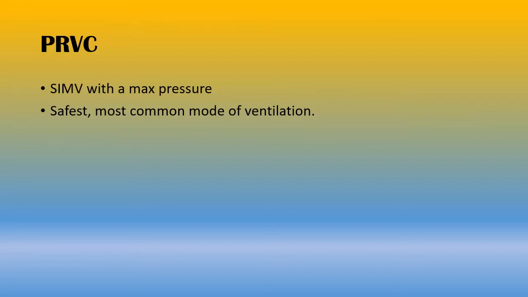PRVC, or pressure regulated volume control, is an awesome mode of ventilation. The problem is that most transport ventilators that I've seen don't have a PRVC setting. So really what it is, is your synchronized intermittent mandatory ventilation, or your SIMV. It does everything that SIMV does, but it has a max pressure setting. So if for whatever reason the patient would cough or start to get agitated, whatever, you're not going to deliver over a set maximum pressure. It's the safest, most common mode of ventilation now.